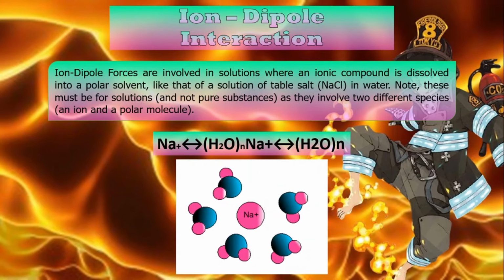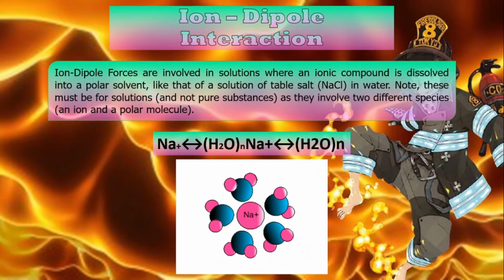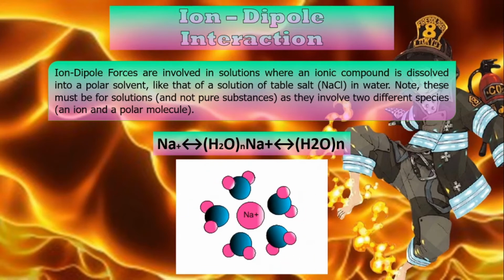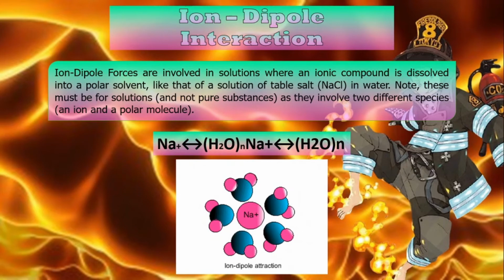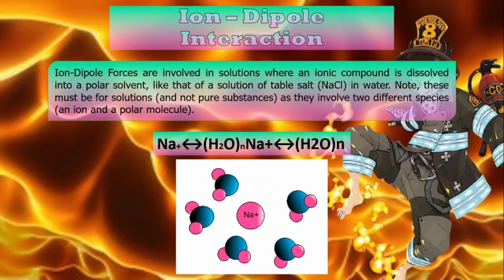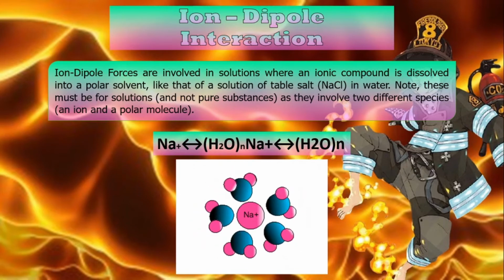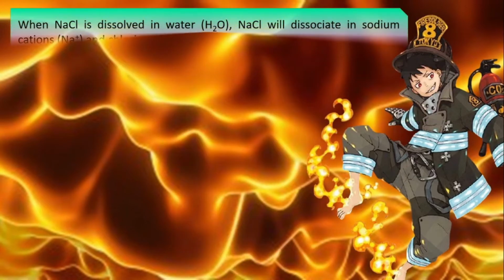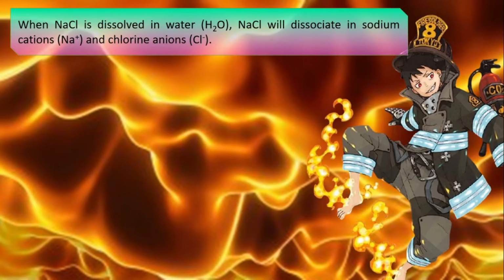An ion, in the case of table salt, and a polar molecule, in the case of water. So Na+. When sodium chloride or salt is dissolved in water, sodium chloride will dissociate into sodium cations Na+ and chloride anions Cl-.